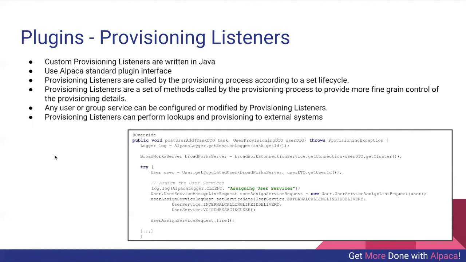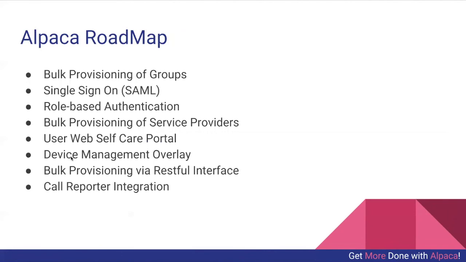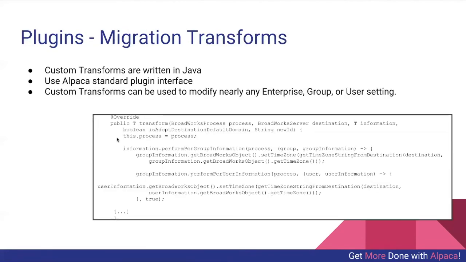Any user or group service can be configured or modified using these provisioning listeners, and the provisioning listeners can perform advanced lookups and provision to external systems. Sort of related to those provisioning listeners, and I think the next slide here, are transform listeners. This is the example that I promised early on with custom transforms. We have these custom transforms that you can put in place to modify data between the source and the destination when you're doing a migration.